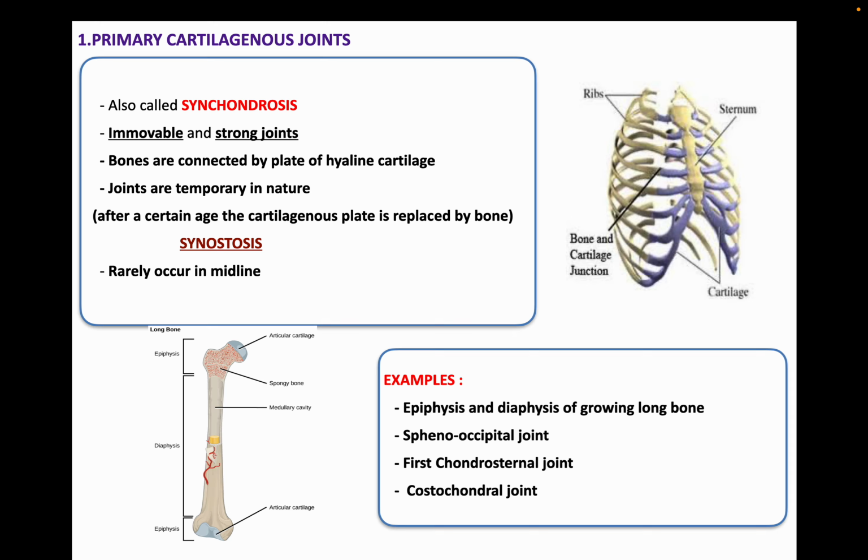So these are the examples of the primary cartilaginous joint, that is epiphysis and diaphysis of the growing long bone, spheno-occipital bone, first chondrosternal joint, then costochondral joint. So these are the costochondral joint, then chondrosternal. First chondrosternal joint is the example of primary cartilaginous joint.